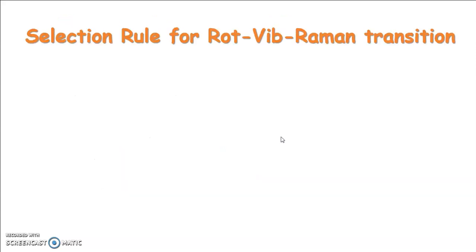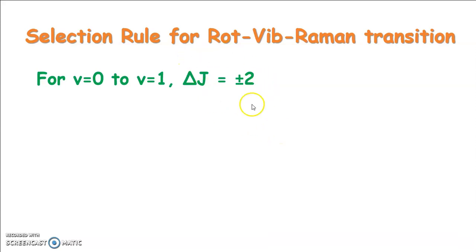Next, we can apply the selection rule to the energy level expression to obtain the transition energies. We know the selection rule for rotational Raman spectroscopy is delta J equal to plus or minus 2, and for vibrational spectroscopy of an anharmonic oscillator it is delta V equal to plus or minus 1, plus or minus 2, etc. Here we are combining the rotational selection rule with the fundamental transition, that is V equal to 0 to V equal to 1, which is the only probable transition with sufficient intensity.